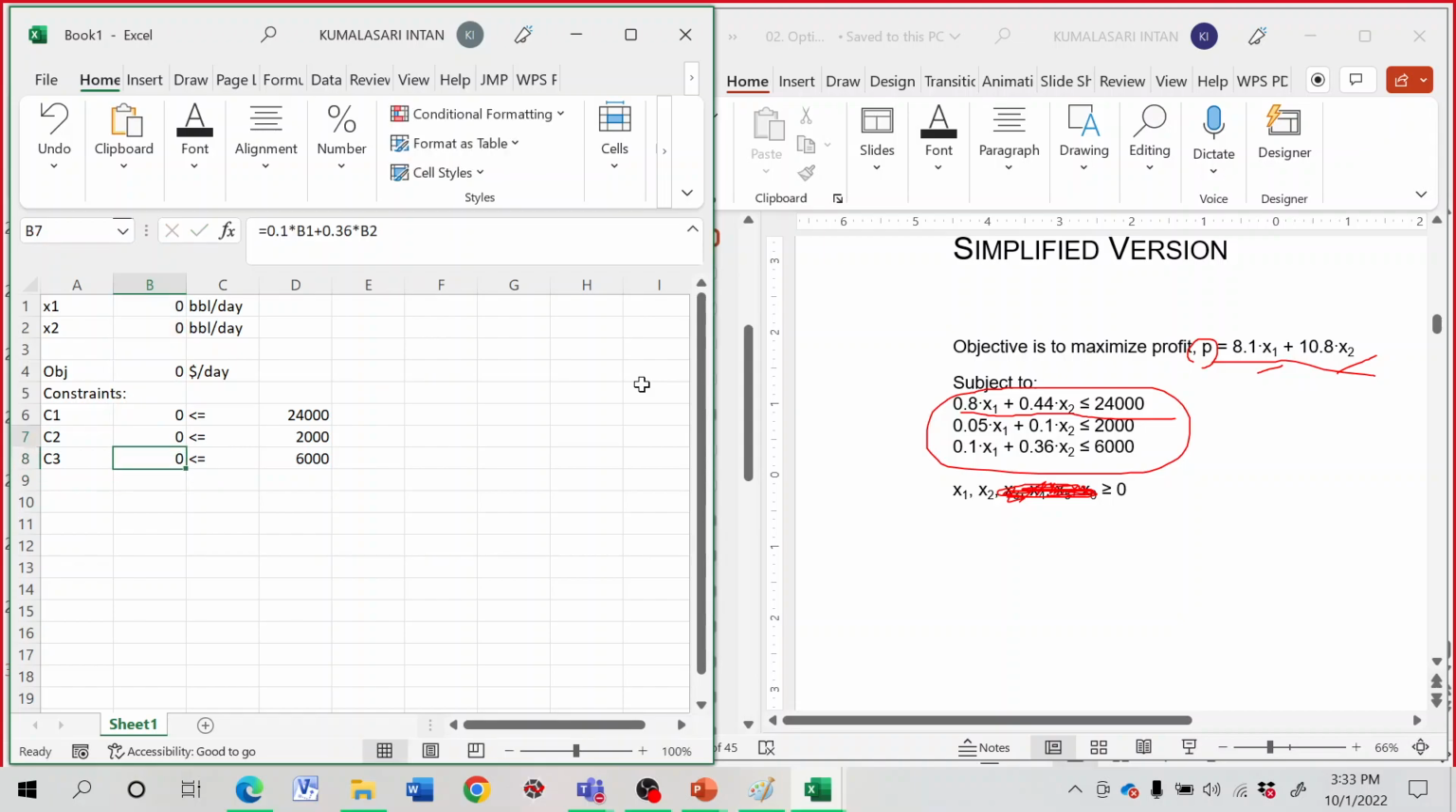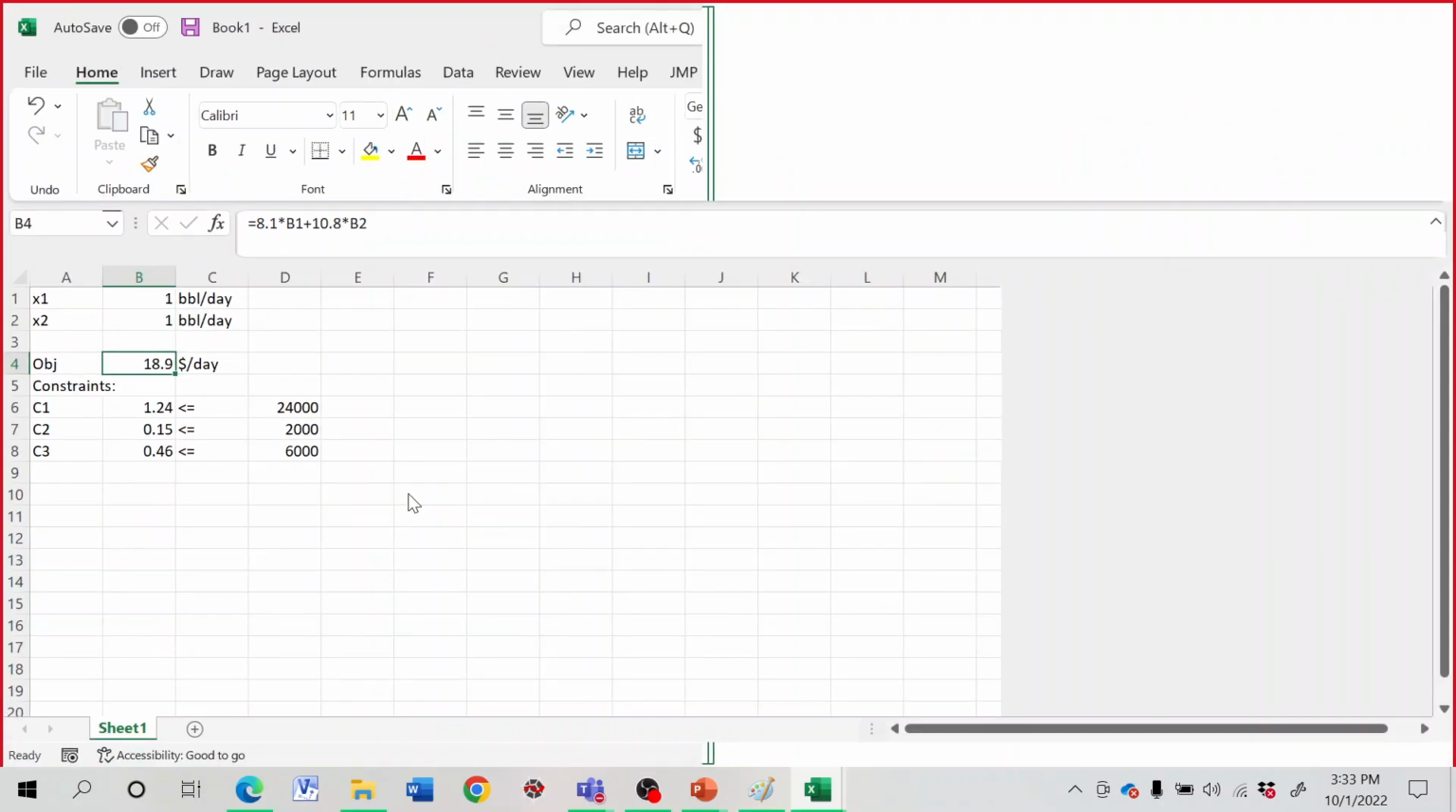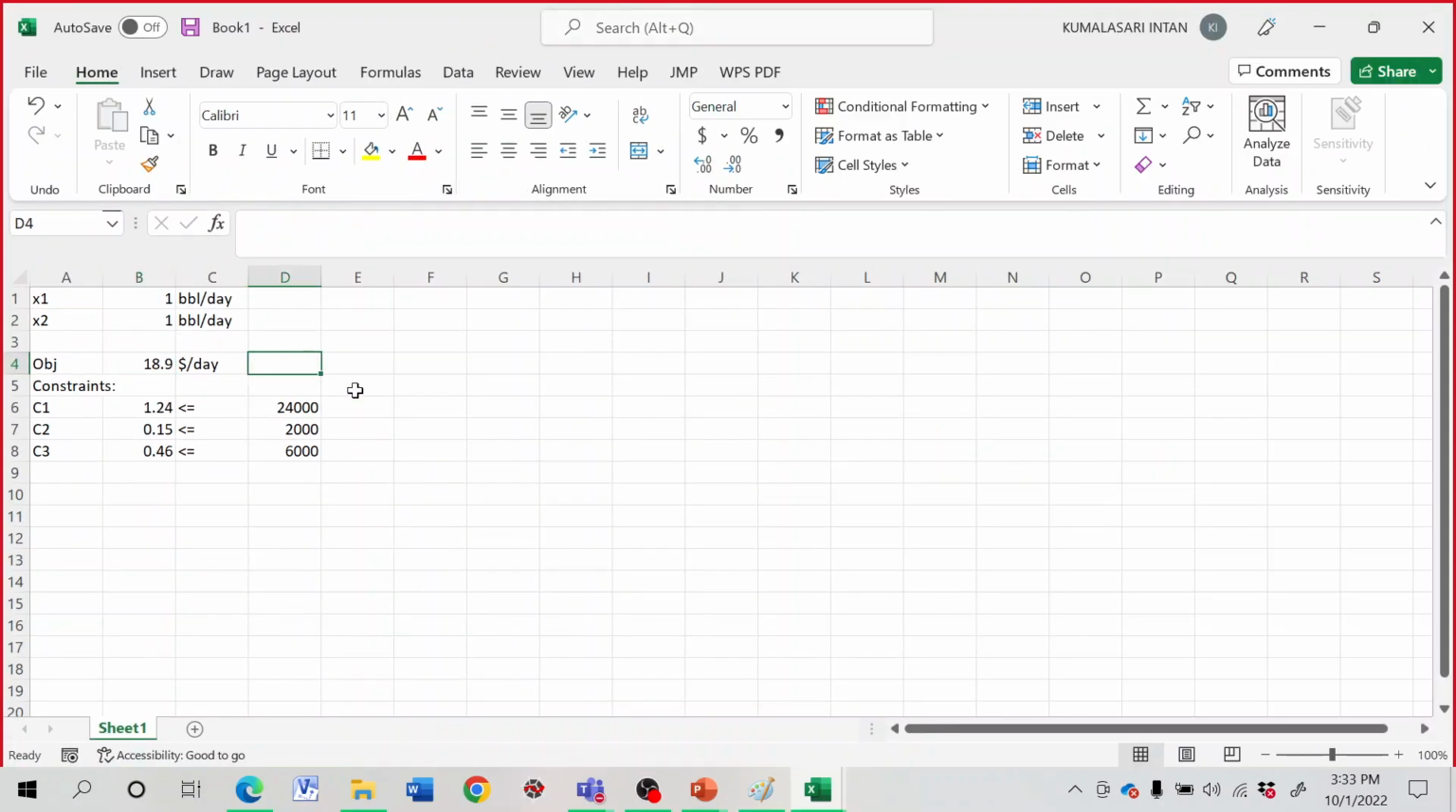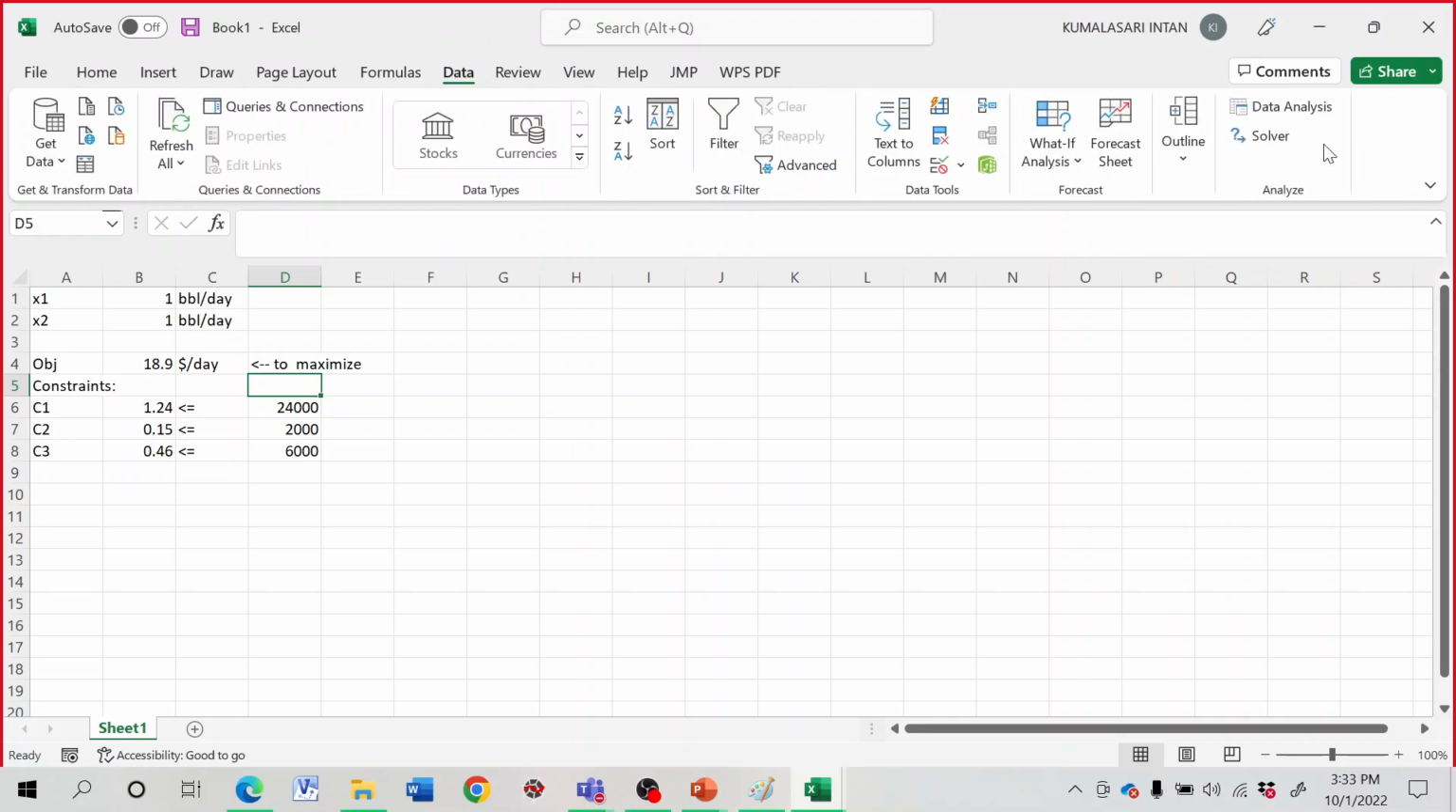Okay, so just put some number. Okay, so basically we want to maximize this objective. So far it is clear, yeah? If not, let me know. So basically we want to maximize this guy. So we go to Data, and then we have the Solver over here.